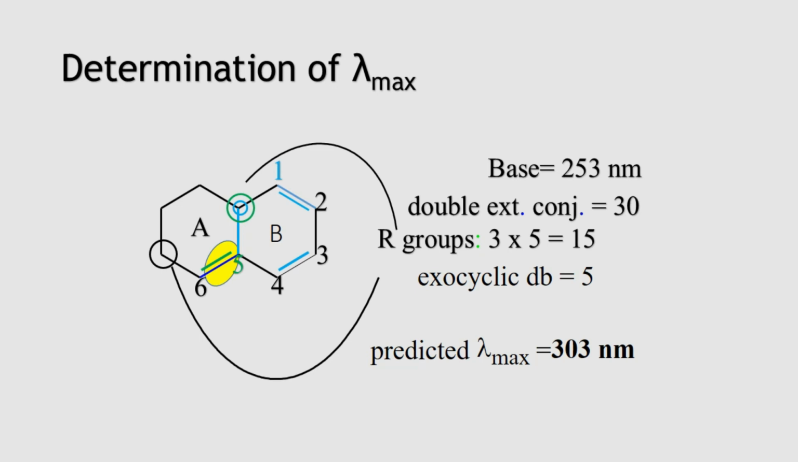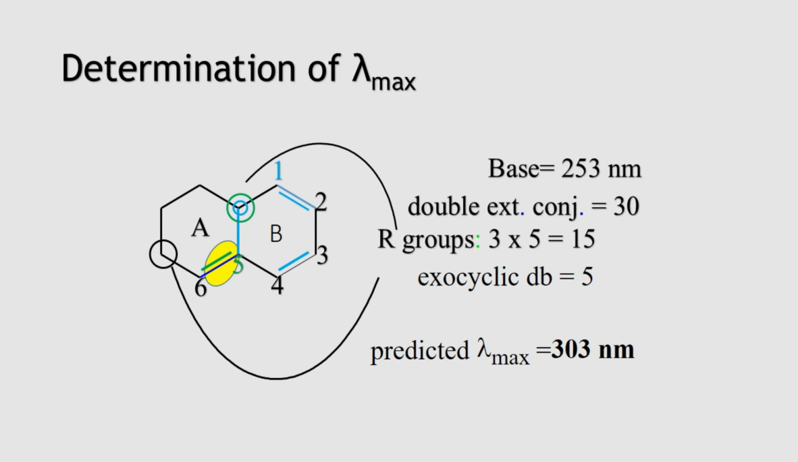And the last one is exocyclic double bonds. For the A ring there are no exocyclic double bonds, but for the B ring there is one exocyclic double bond that we can find, and that's why 1 into 5 is equal to 5 nanometer.